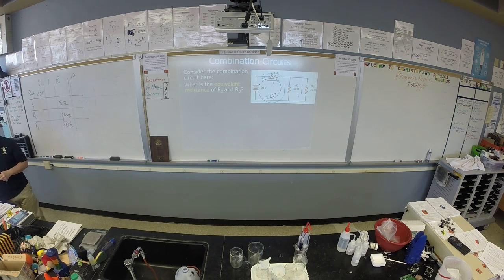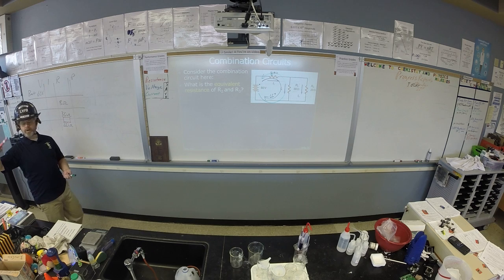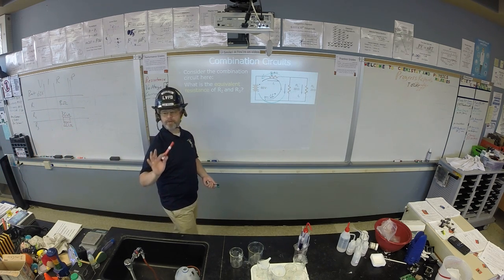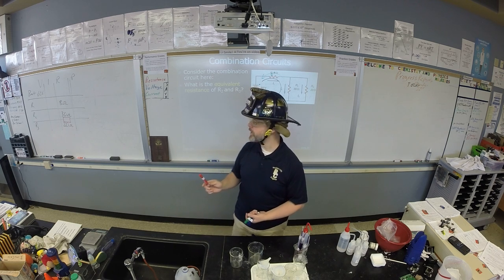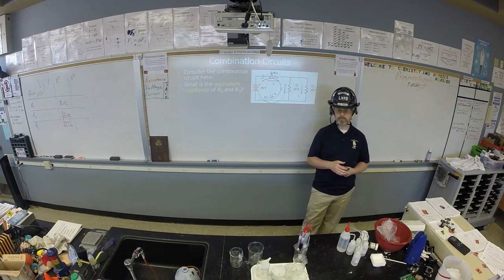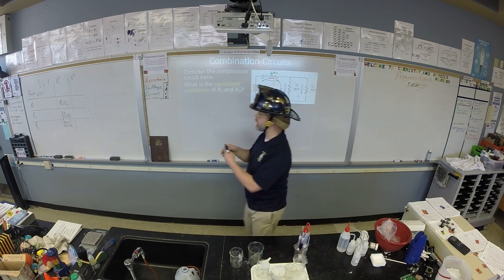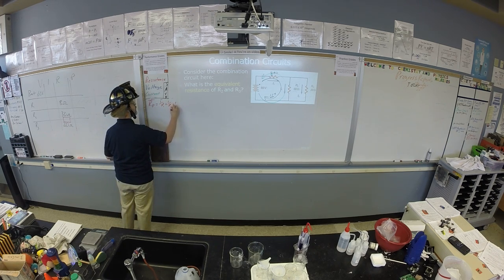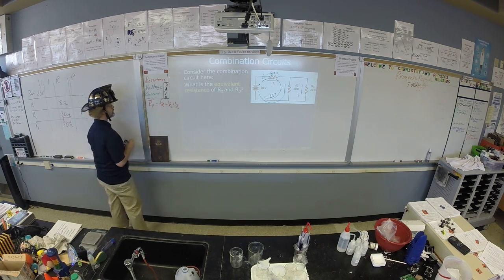And again, quick review, in a series section, the equivalent resistance will always be larger than the largest resistor, but in a parallel section, the equivalent resistance will always be smaller than the smallest resistor. So you're looking for an equivalent resistance that's less than 20. So for parallel, the equivalent resistance RP is 1 over RP is 1 over R1 plus 1 over R2 plus 1 over R3 and so on.